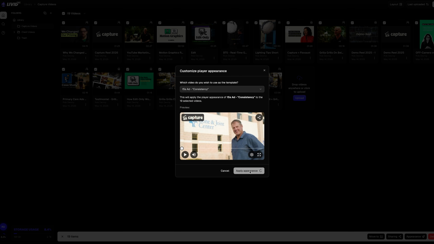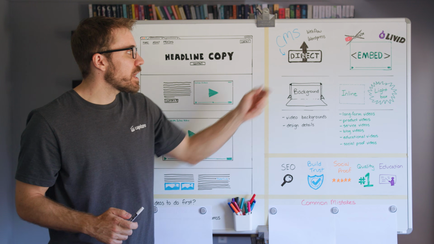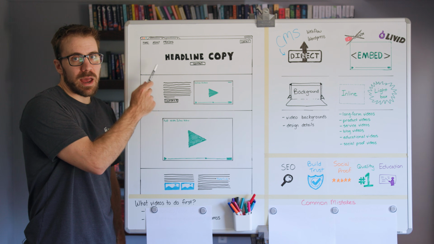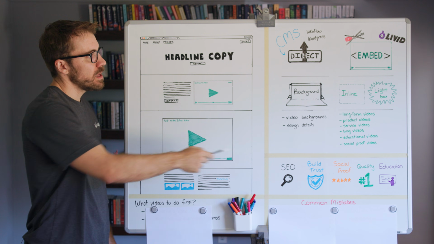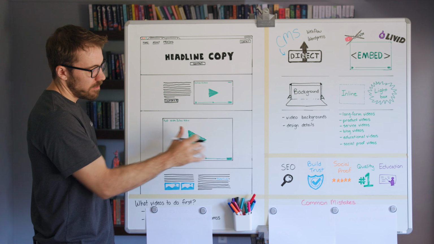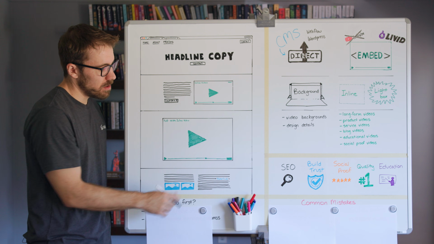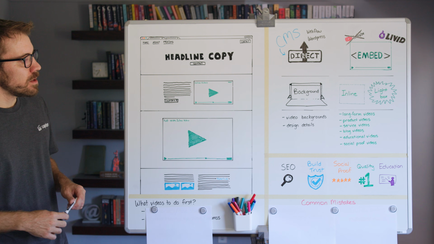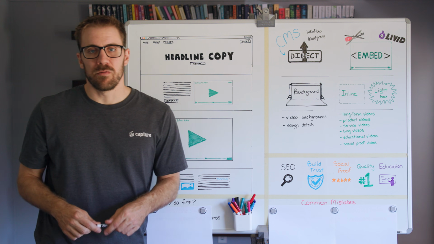So next up, we're going to talk about the why, but to quickly summarize, direct uploads you want to use mainly for background elements like a homepage hero, and then everything else is going to be embed. You can do it inline half a page, inline full a page, or use light boxes that are clicked and the video pops up. So why even use video in the first place?